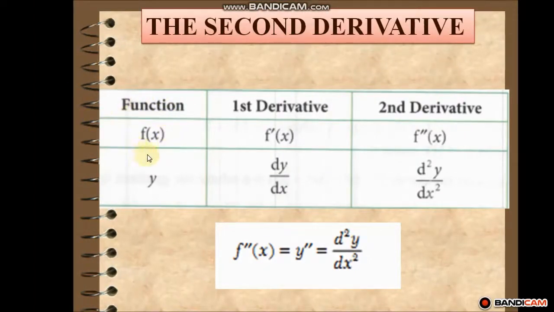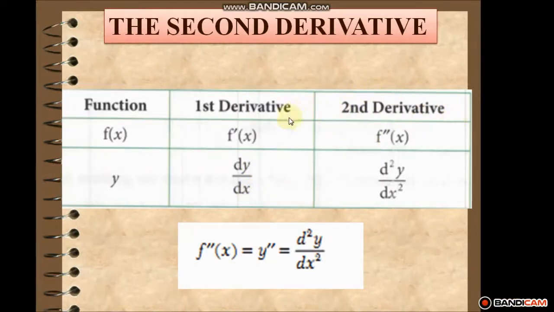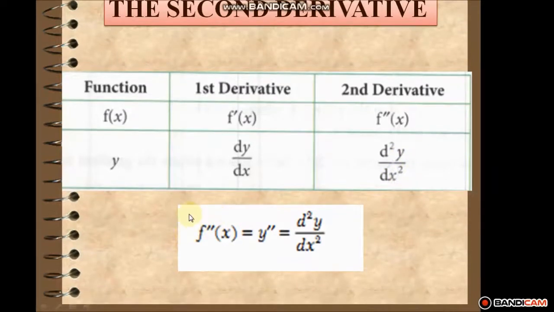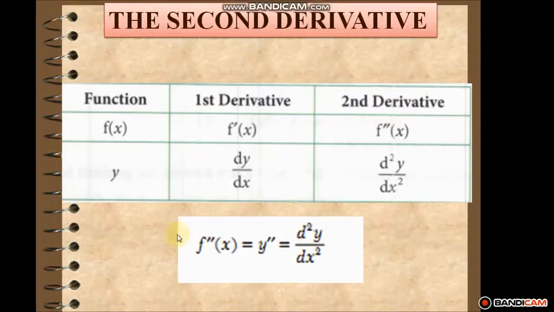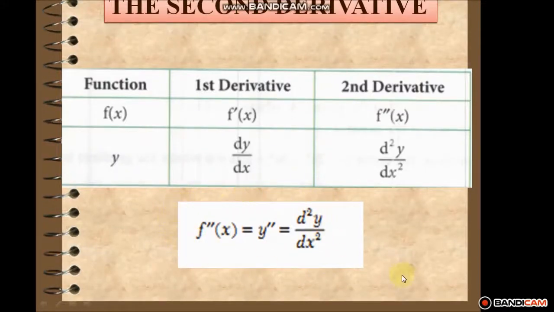As you know, we can write our function as f of x or like y, and the first derivative will also be written like this, dy over dx. The second derivative means from the first derivative we take the derivative again, then we get the second derivative. We write it like this, d square y over dx square. So you can see three different ways to write the second derivative.